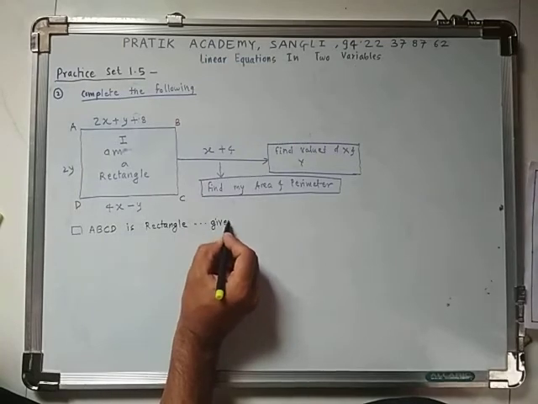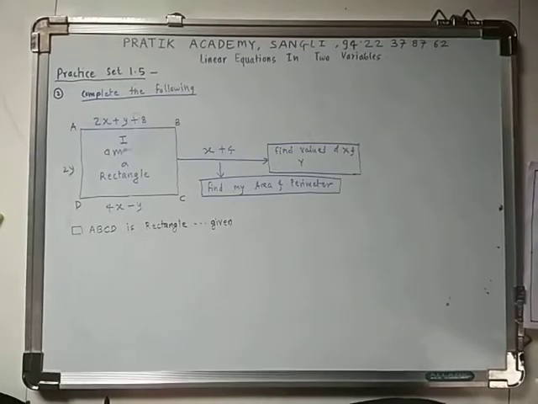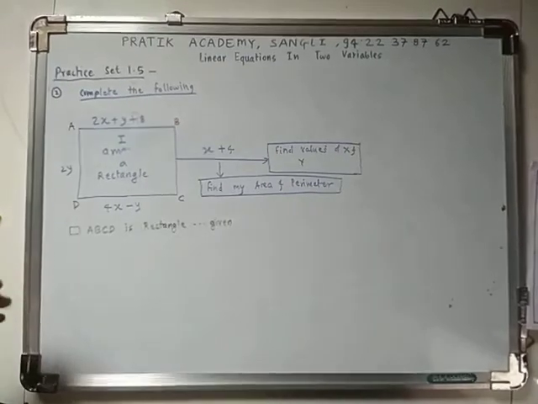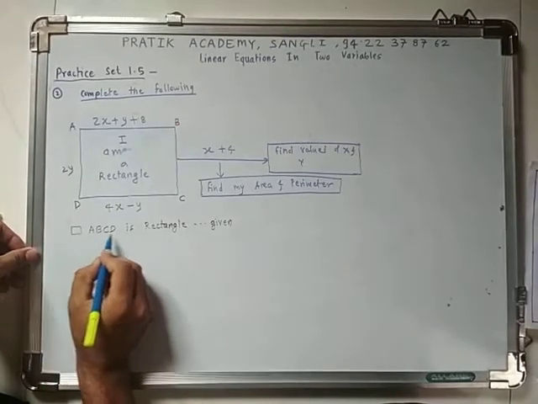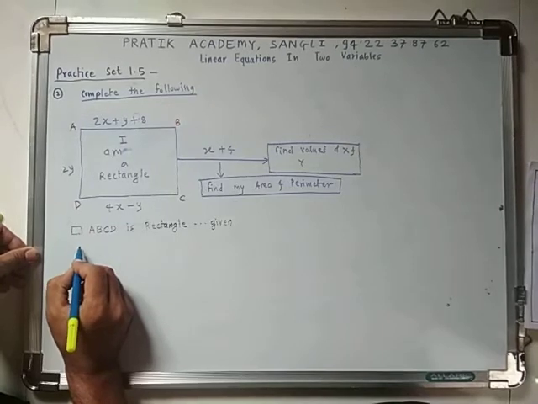This is given to us. Quadrilateral ABCD is a rectangle, and this data is given to us. Now we have to use this data to solve numericals. We know that if ABCD is a rectangle, then opposite sides are the same.